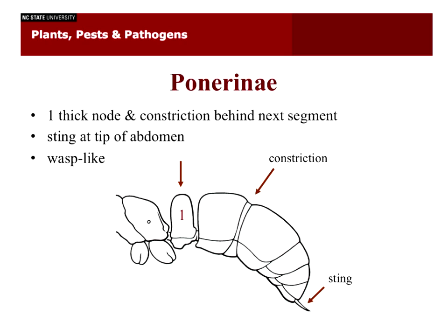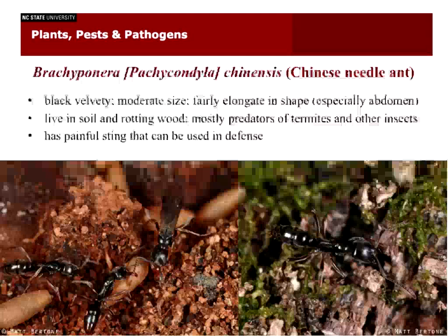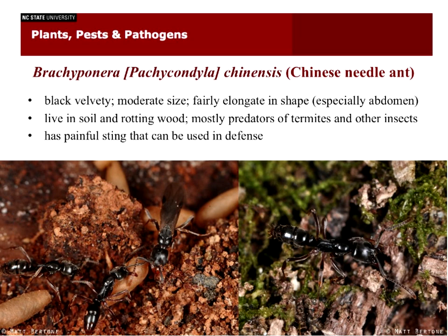The first one we're going to be talking about is a very common ant right now in North Carolina. It is an invasive, and it is called the Chinese needle ant, Brachyponera, formerly called Pachycondyla chinensis. This ant is very common in soils and rotting wood everywhere around the state, basically. They're black and velvety, a moderate size ant, about a medium-sized ant, with a fairly elongate shape. And how I identify them is they're basically almost sausage shape. They're very long, they don't have a fat abdomen, and they're not cartoonish like many of the other ants that we'll see.